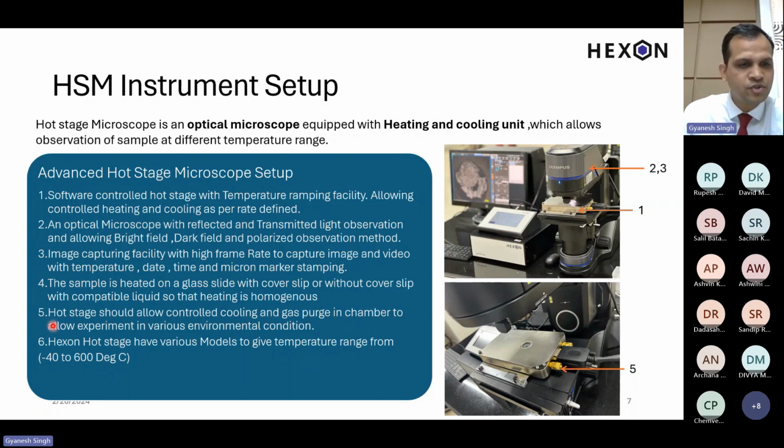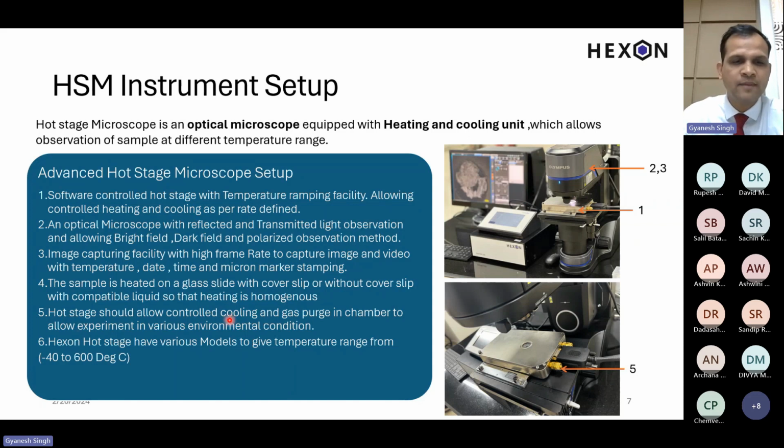Then the hot stage should also allow controlled cooling and gas purge in the chamber to allow experiments in various environmental conditions. It is very important to have a gas purge, because when you're doing controlled cooling, condensation is taken care of by the gas purging. Normally argon or nitrogen gas is used to purge, because these are dry gases.